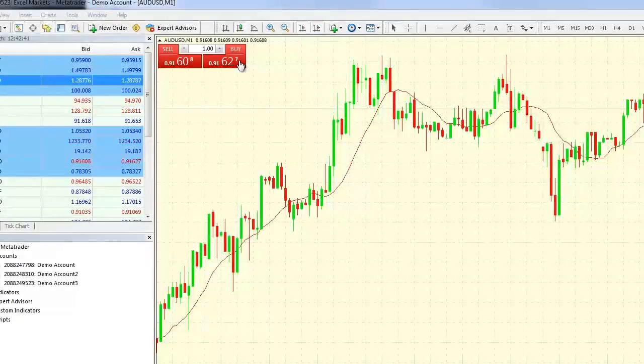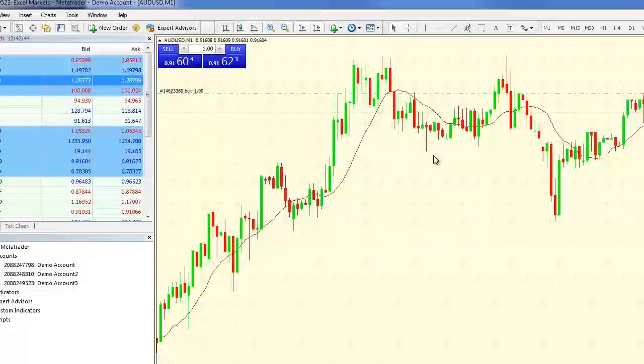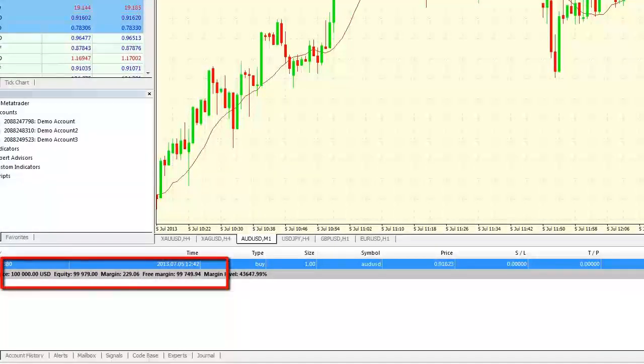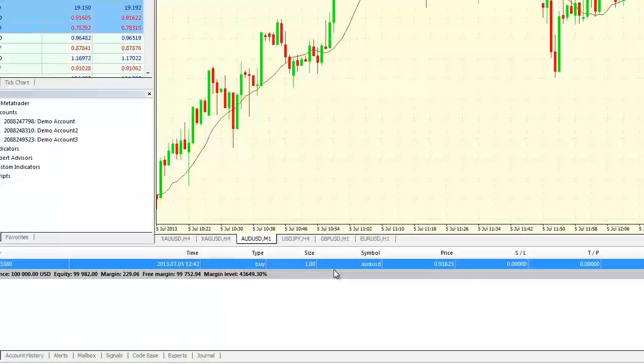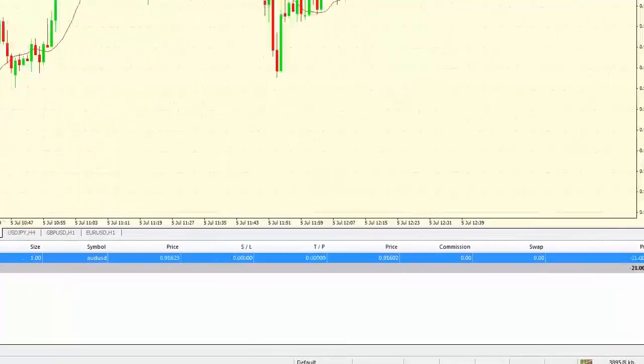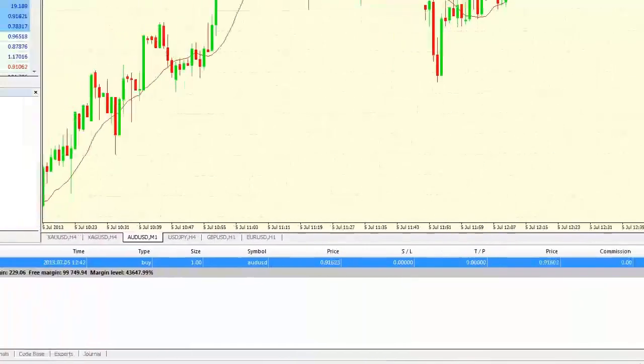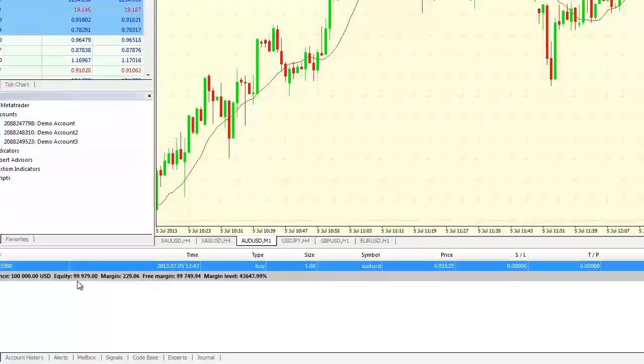Consider buying one standard lot of the Aussie dollar at the market price. You would see that the balance, equity, and margin are no longer the same. Now since this trade is going against me and I'm losing about $22 right now, the equity is 99,981.84, and it will keep on changing as long as the trade is open.